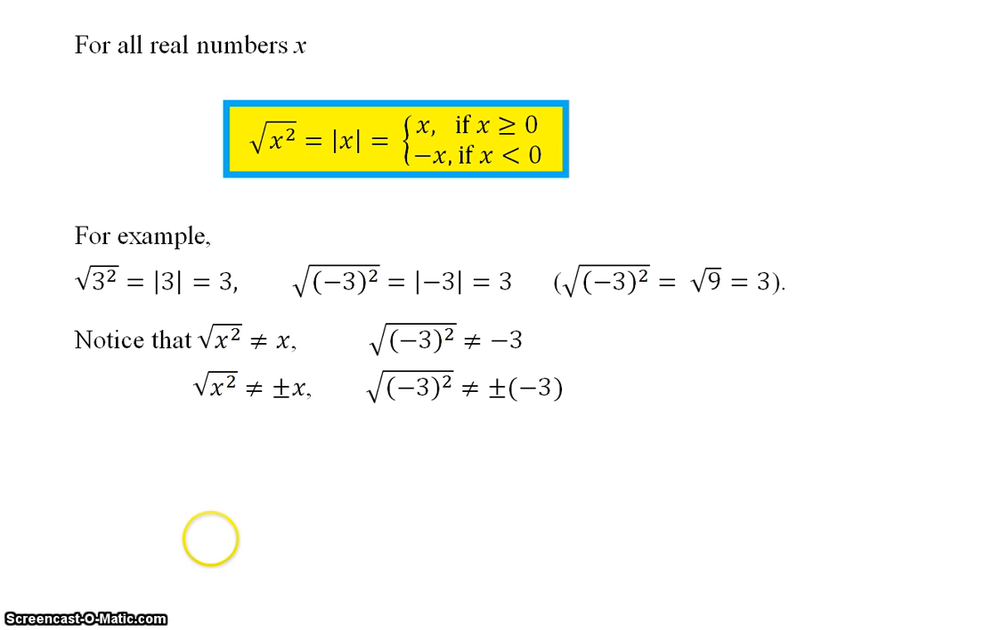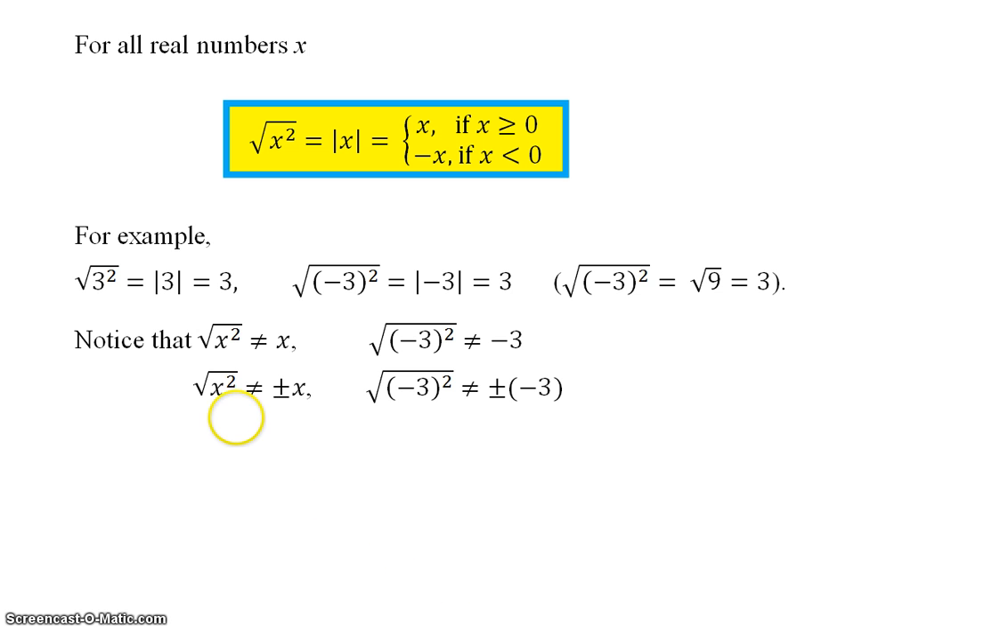Many students think that square root of x squared equals x. This is true only when x is non-negative. In the general case, square root of x squared doesn't equal x. For example, square root of negative 3 squared doesn't equal negative 3. Square root of negative 3 squared is positive 3, because it is absolute value of negative 3.